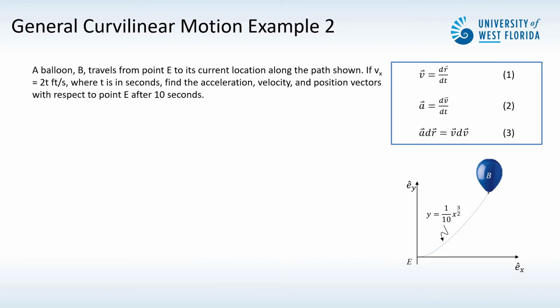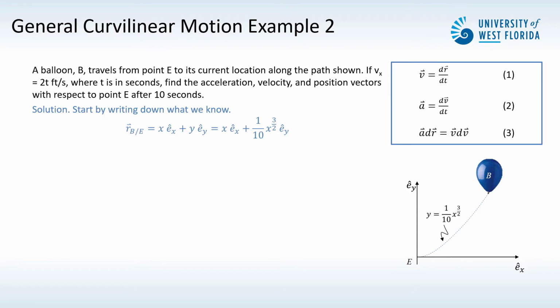Let's do a more complicated example. A balloon, B, travels from point E to its current location along the path shown. Note that the dashed line is the path of motion, not the string. If Vx equals 2t feet per second, find the acceleration, velocity, and position vectors after 10 seconds. Let's start by writing down what we know.